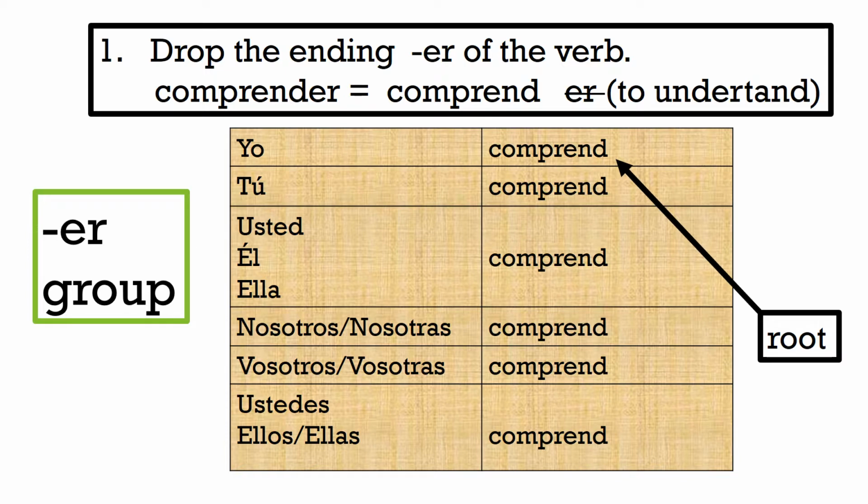Now, let's conjugate a verb ending in ER. In this example, we are going to use the verb comprender, which means to understand. The first thing we have to do is drop the ER ending and write the root of this verb in all the pronouns as in this example. So we will write COMPREND in all the pronouns.